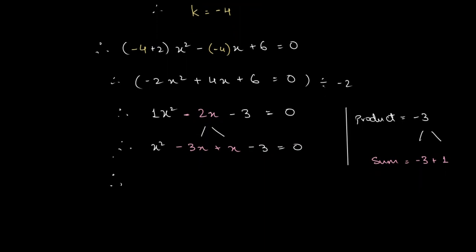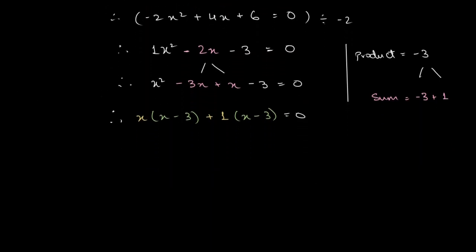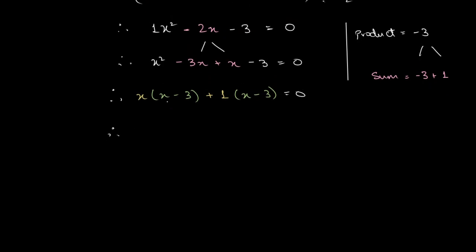Let's continue. Let's factor the first two terms. In the first two terms, you can see x is common. If I take x common outside the bracket, I'll be left with x minus 3 inside. Between the third and the fourth term, there is nothing really common, so I can take the plus 1 outside, and in the bracket, I'll be left with x minus 3 once again. And this is equal to 0. So x minus 3 is common, so (x minus 3) into (x plus 1) is equal to 0.